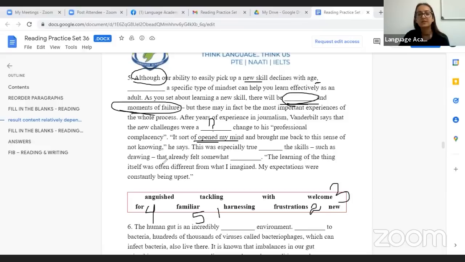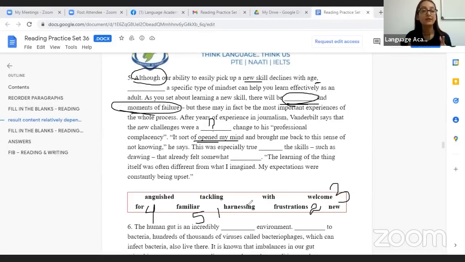So it means if you learn any skill, just like drawing, that already felt somewhat familiar. You know what drawing is basically. You're familiar with drawing, and he was taking that as an example, that even those things open your mind if you try to learn them. So these are the answers. Harnessing means putting something into use in a very particular way, using the best possible way of your mindset. Second, there will be a negative word, plural word. So frustrations is the answer.